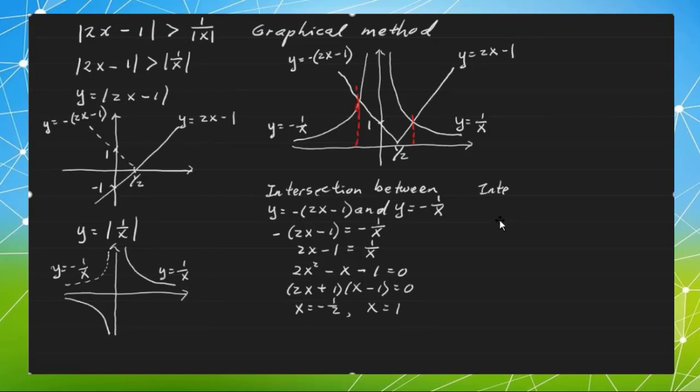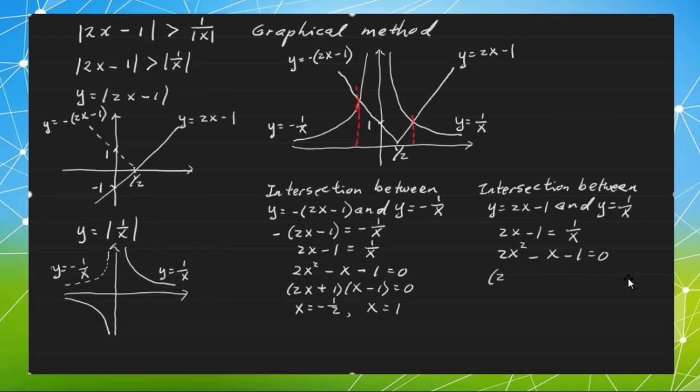Now for the second intersection point, the intersection is between y equals 2x minus 1 and y equals 1 over x. Same thing, I'm going to do simultaneous equation to find the value of x of this intersection point. Then I get 2x squared minus x minus 1 equals 0. After factorization, I get 2x plus 1, x minus 1. So from here, same thing, x is negative 1 over 2 and x is 1. So we know that x equals negative 1 over 2 is the first intersection point and x equals 1 is the second intersection point. Since the inequality is modulus 2x minus 1 greater than 1 over modulus x, we are going to take the section where the graph of 2x minus 1 is above and 1 over x is below.